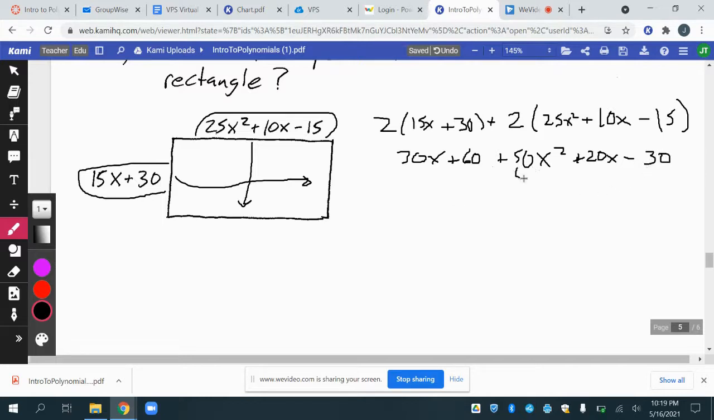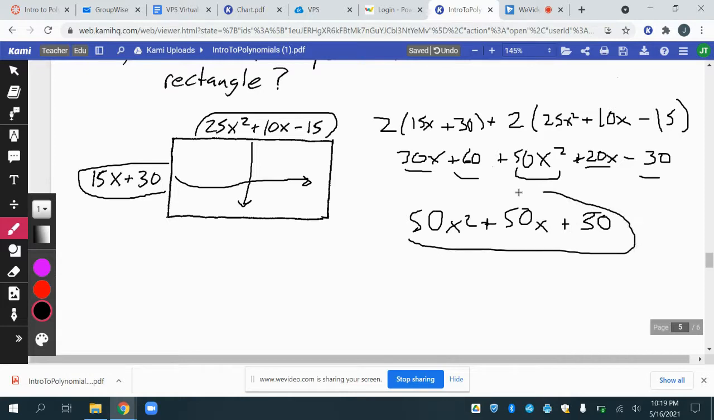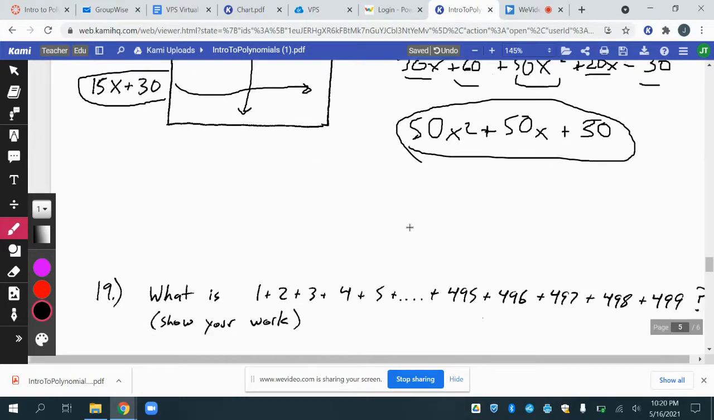The 50x squared is all by itself. The 30x's and the 20x's also makes 50. But I cannot add it with the x squareds because x squareds and x's are not the same thing, even though the first number is the same. You could do a really interesting factoring thing with that, but we're not doing that right now. 60 and negative 30 makes 30. My handwriting is terrible, but hopefully you get 50x squared, 50x, and 30.